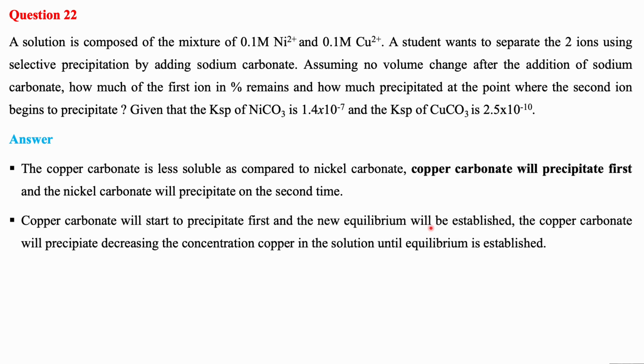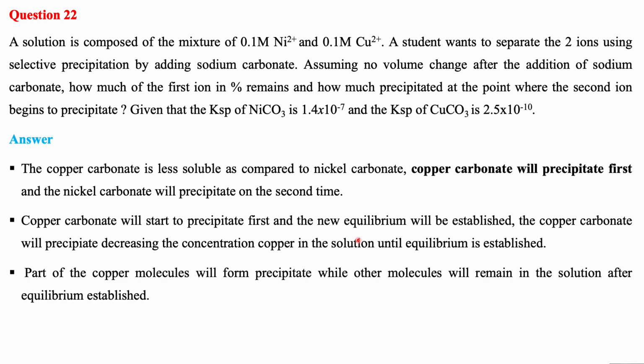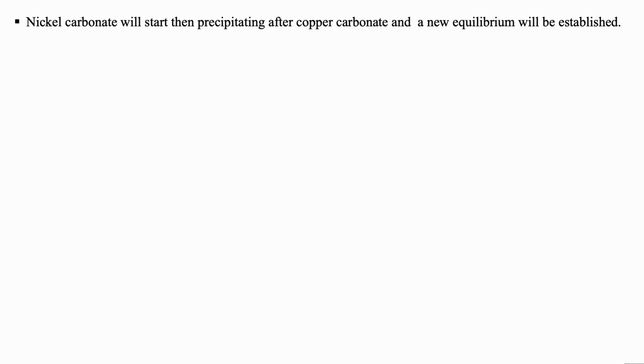concentration of the carbonate. What will happen is that the copper carbonate will start to precipitate first, so a new equilibrium will be established. The copper carbonate will precipitate, decreasing the concentration of copper in the solution until the equilibrium is established. That means we will be adding carbonate, and the carbonate will react with the first ion which precipitates first, which is copper. Then a new equilibrium is established. Then again we continue to add the carbonate, and the carbonate reacts with the second ion, which is nickel. After reacting with nickel, a new equilibrium is going to be established. So the nickel carbonate will start precipitating after copper carbonate, and a new equilibrium will be established.